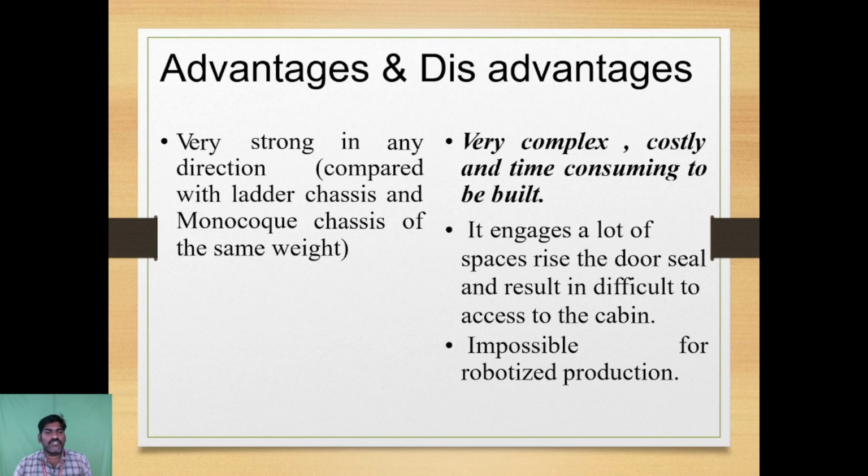Advantages and disadvantages for tubular. First one, very strong in any direction compared with ladder chassis and monocoque chassis of the same weight. Second, very complex, costly, and time consuming to build. For disadvantages, it engages a lot of space, raises the door seal, and makes it difficult to access the cabin. Third one, impossible for robotic production.